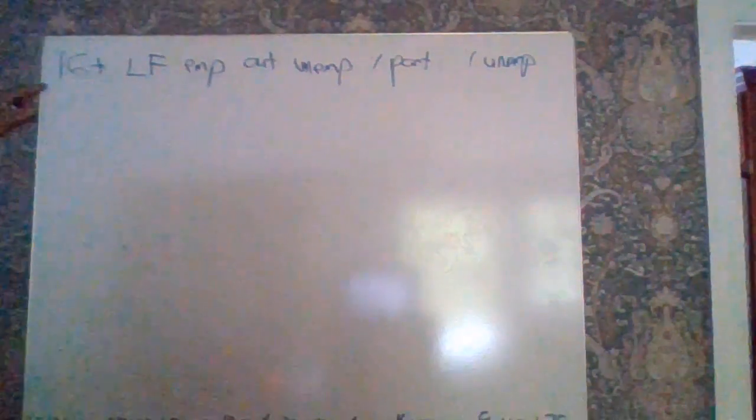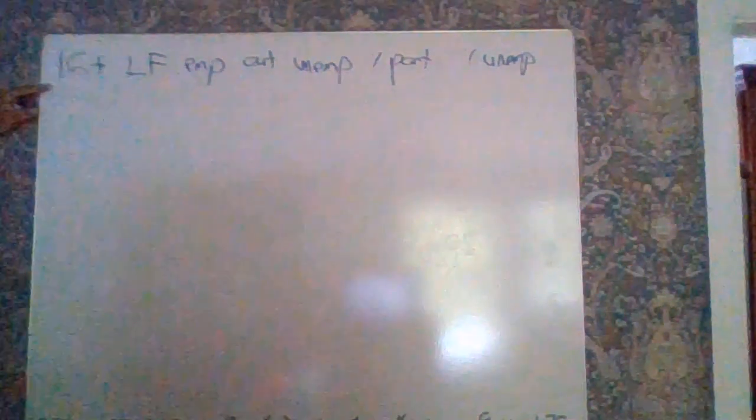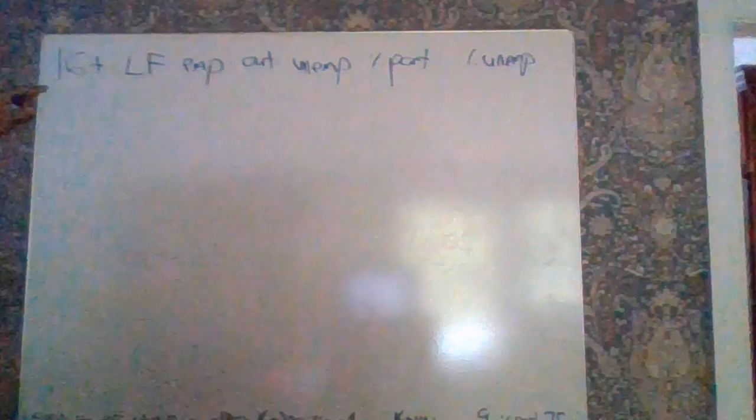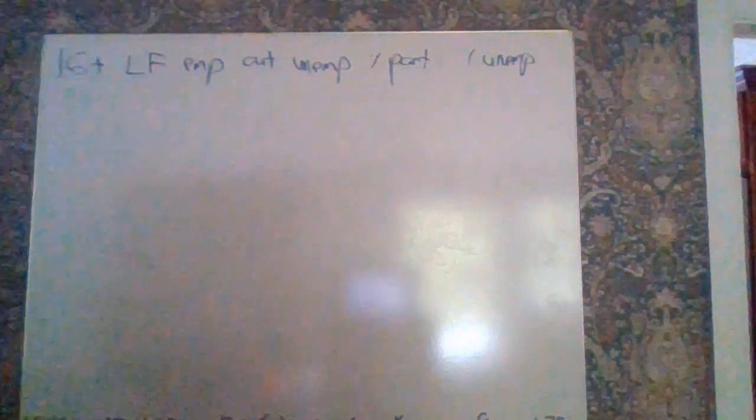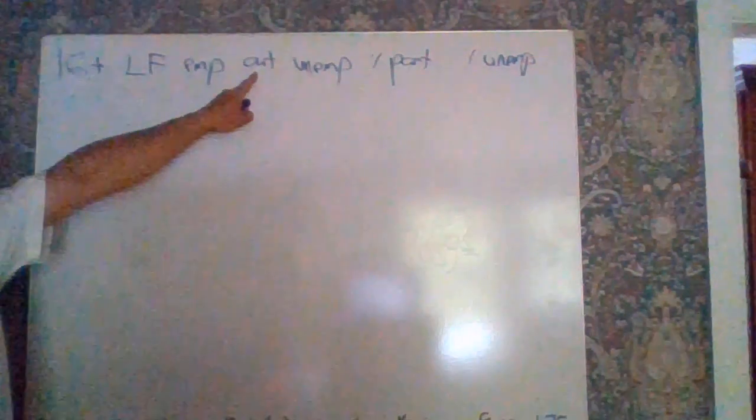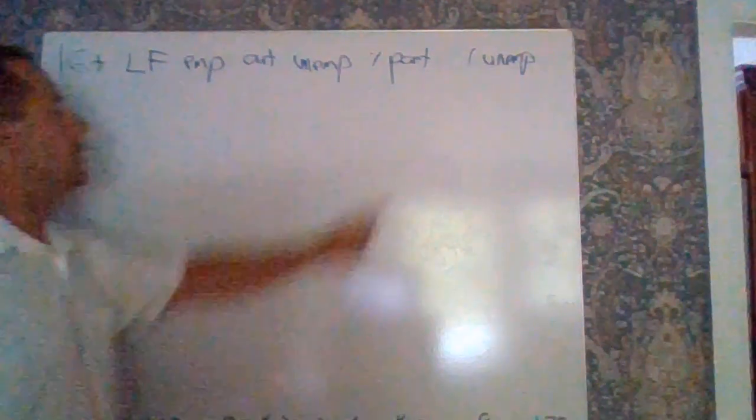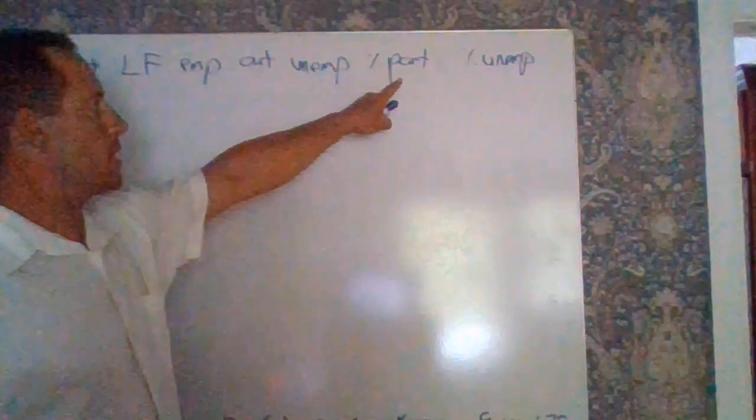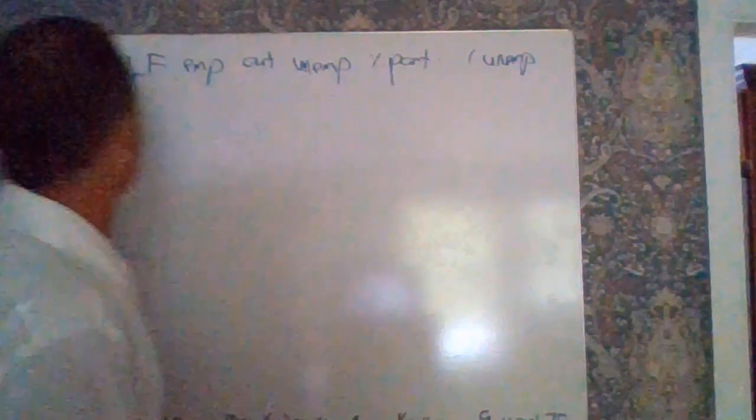The first one is the 16 plus population, to be 16 or older. The Bureau of Labor Statistics counts you: LF, labor force, employed, out of the labor force, unemployed. And then we have the percent participation and the percent unemployed.